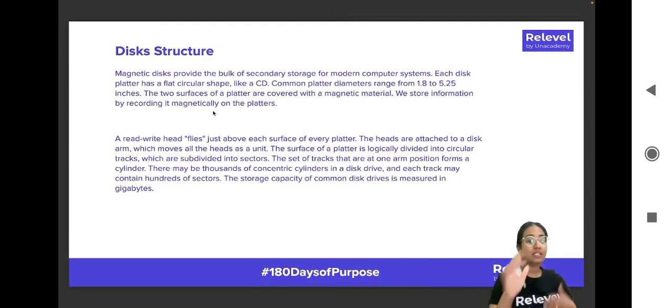Okay, and the surfaces of both sides of the platters are covered with a magnetic material, hence it is known as the magnetic disk. Always remember that in modern computers, most of the secondary storage that you will ever come across is going to be in the form of magnetic disk. Hence it becomes very important to know the structure of the magnetic disk to understand how the data in the disk can be accessed by the computer.